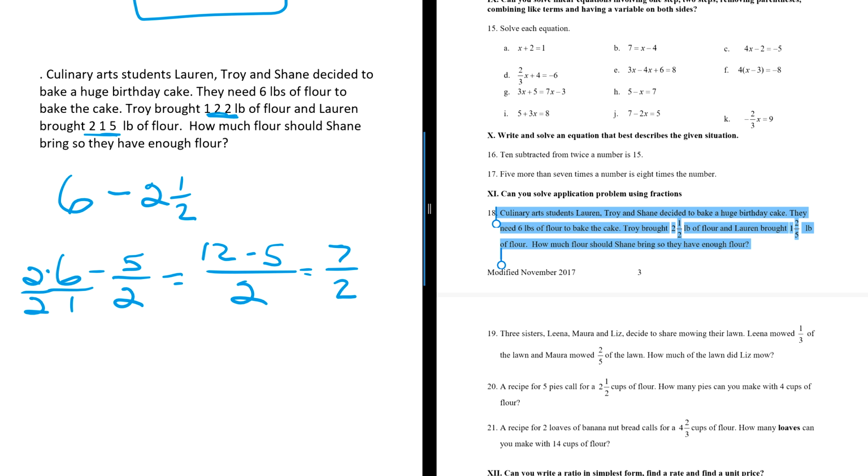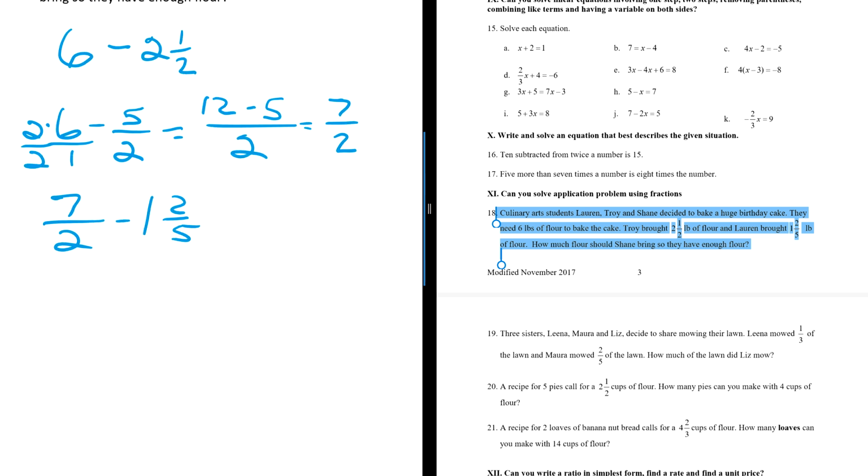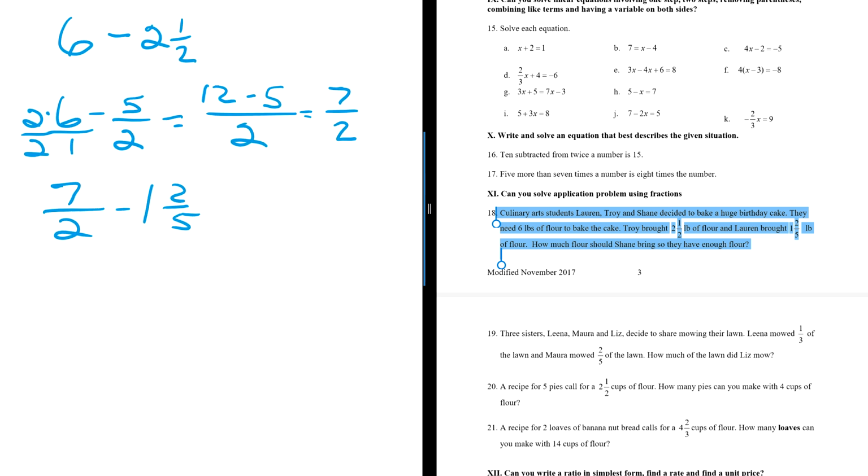Okay, that's from Troy's amount. So then I've got to subtract 7/2 minus the amount Lauren brought. Lauren brought 1 2/5 pounds. So I got 7/2, and this is 1 2/5. I'm going to change this into an improper fraction as well. So that's going to be 7 over 2 minus 5 times 1 is 5 plus 2 is 7 over 5.